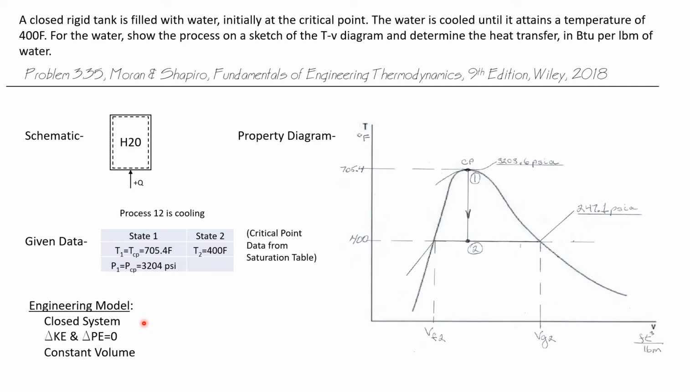So we're going to model this as a closed system. We're going to ignore any changes in kinetic and potential energy. And it's a constant volume, or constant specific volume, process. And we want to find the heat transfer that takes place during this process in BTUs per pound mass. And that's actually Q over m, so heat transfer per unit mass, which instead of writing capital Q over m, we often just write as a small q, which indicates that it's per unit mass.